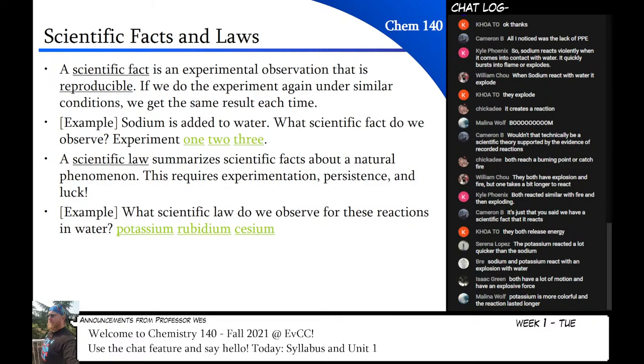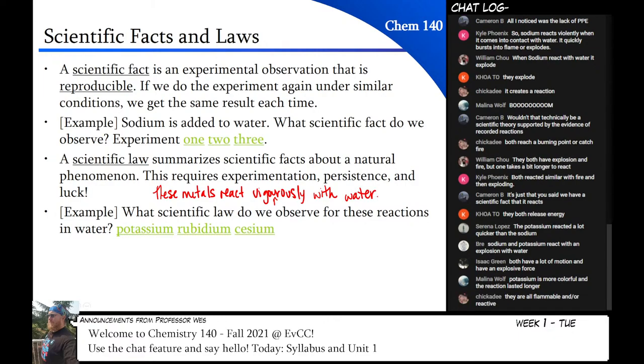And so you could write that. Oops, I didn't mean to actually click forward. I meant to click on the pen. And it's going to be the same thing we wrote before, although you couldn't see it because I had the thing in the way. So these metals react vigorously, and again, this U is important because I'm Canadian, with water. And that's it. That's the law.